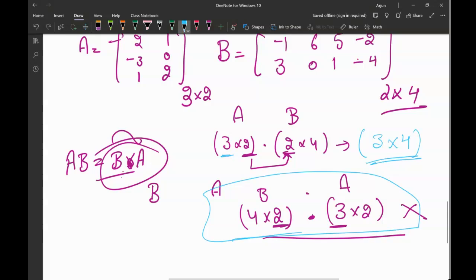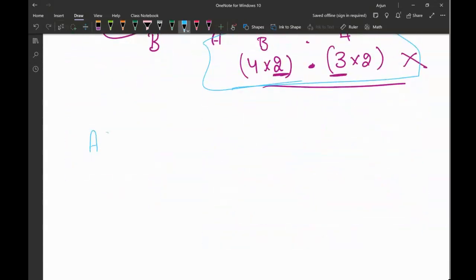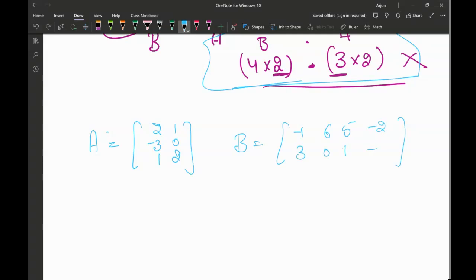Now let's see the work for these two. Again, I'm going to write down the A matrix one more time, and I'll show you how we're going to multiply them. This is 2, minus 3, and 1, 1, 0, 2, and then the B matrix is minus 1, 6, 5, minus 2, and the other row is 3, 0, 1, minus 4. I want to multiply these two matrices.